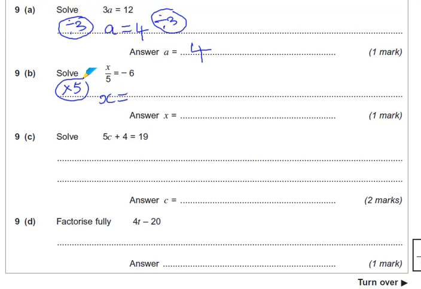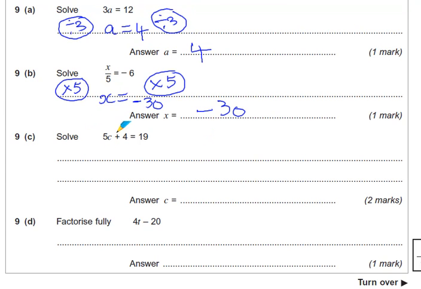Now remember, multiplying by 5 will get rid of our denominator on the bottom, and we'll be left with 1x on the top. So on the right hand side, again, we're going to multiply by 5. We've got negative 6 times by 5. So our answer is going to be negative, and 6 times 5 is 30. So x is equal to negative 30.